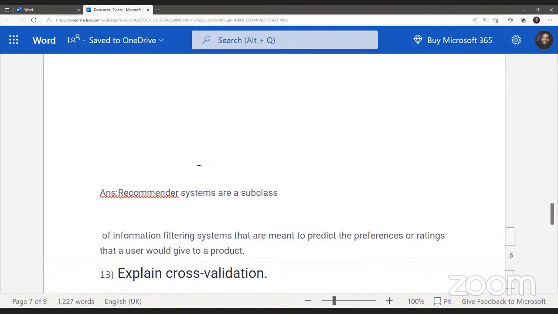So as we jump into the next question, explain cross validation technique. So if anyone knows the answer, try to ping me in the chat box and we'll discuss the answer within a minute.